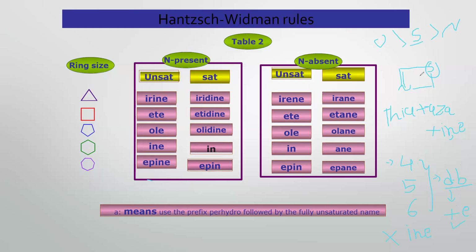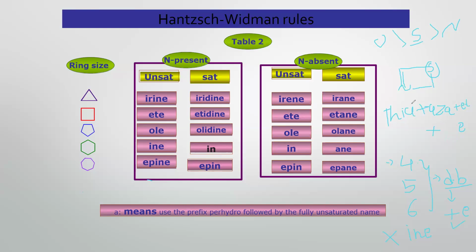As this ring is of 4 members, here I will not add INE. I will only add E. So it will be thia plus aza plus E. Also it will be ET, and then in the last it will be E, as it is 4-membered. So ET we will use for a 4-membered ring.